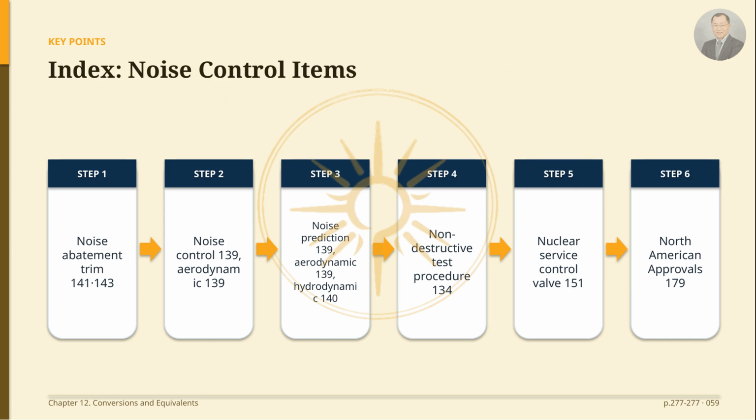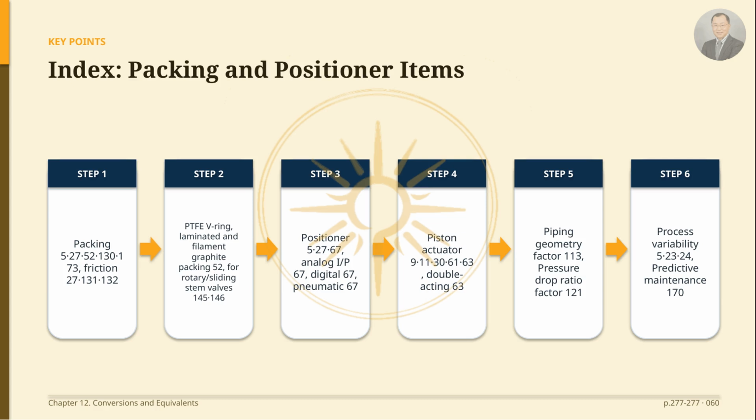This slide is a reference table summarizing where major components and design factors, including packing and positioners, are located in the textbook. For instance, information on packing friction can be found on pages 27 and 131, and the various types of positioners are described in detail on page 67. Rather than listing every item, please use this table to find the keyword first when you need detailed specifications or calculation factors for a specific part, and then proceed to the relevant page.